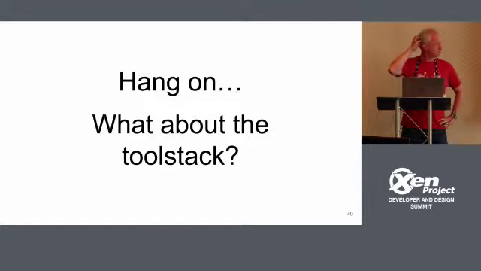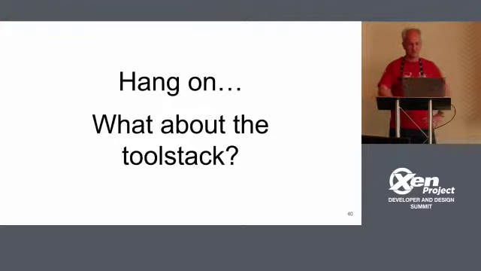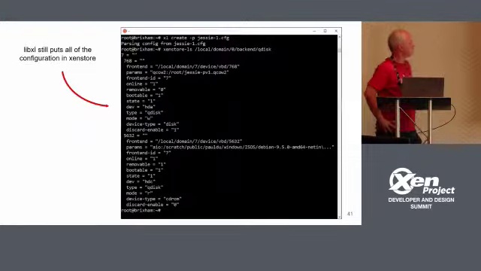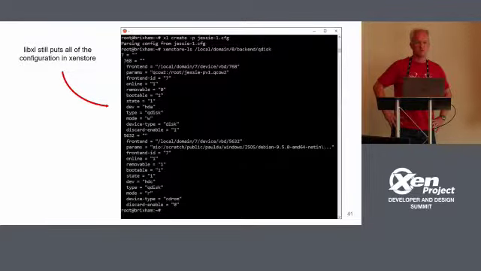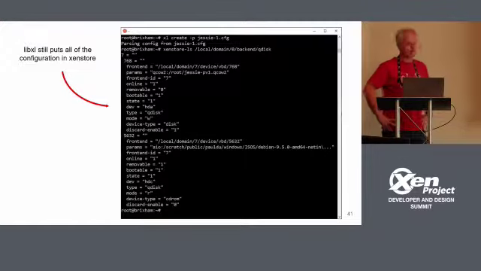So the problem is, what about the tool stack? Now, nothing I did changed anything about libxl. So libxl is still going to go and pile a whole load of stuff in XenStore. And if we're only able to instantiate PV backends via QMP or the QEMU command line, then how are these things going to appear?